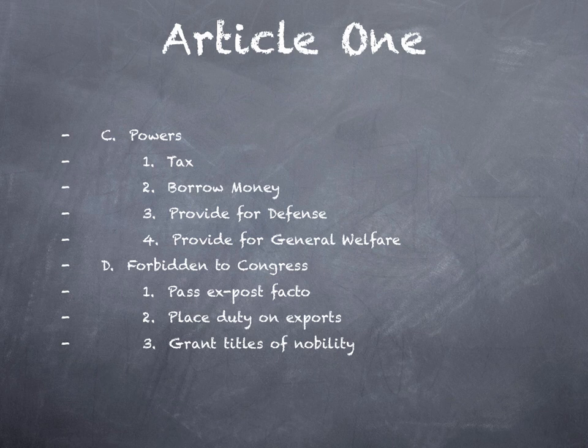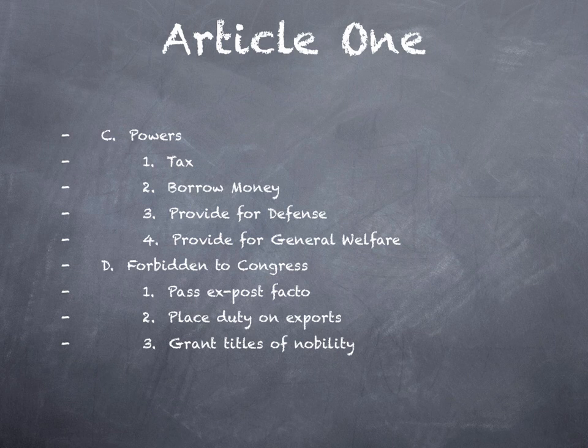Some of the powers that are given to Congress: they have the power to tax. It is Congress that has the power to borrow money and to also spend money. That's what's going on right now in Washington. They have the power to provide for defense, the power to provide for the general welfare. There are certain powers that are also forbidden to Congress, again, denied to them.